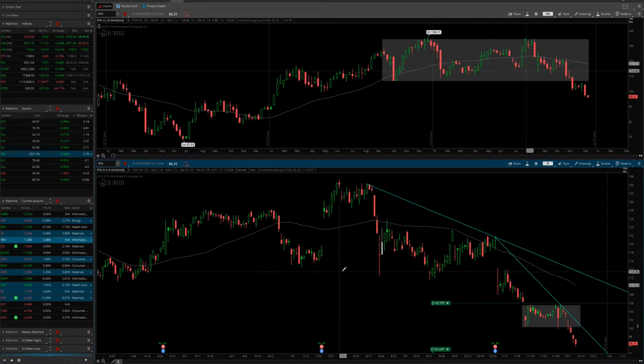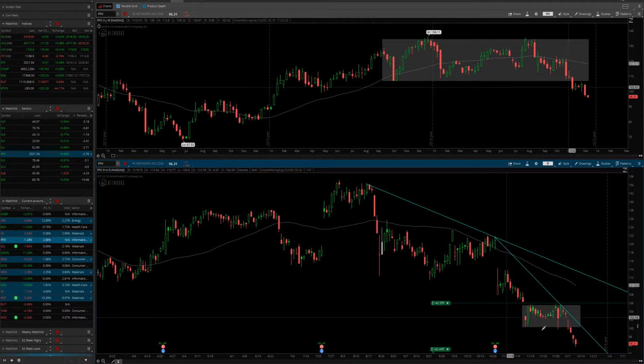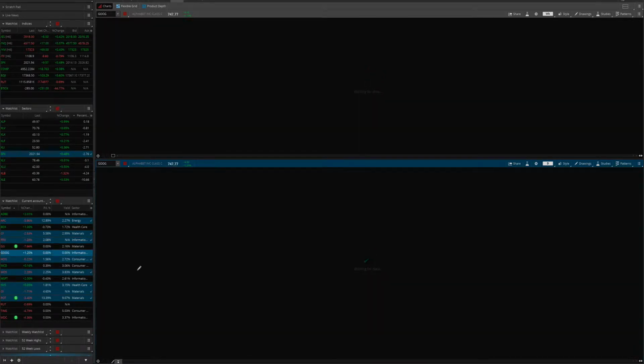FFIV, similar situation. If you want to be aggressive with it, trail your stop down to 97.83, lock in some small profits. For me, we just got into this trade, looking for it to continue.